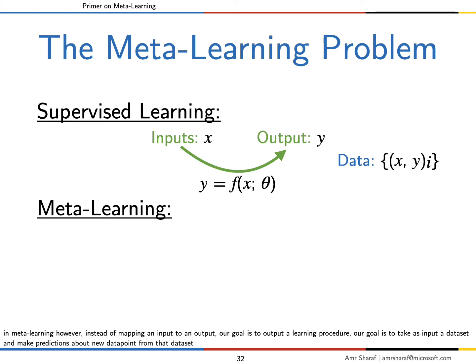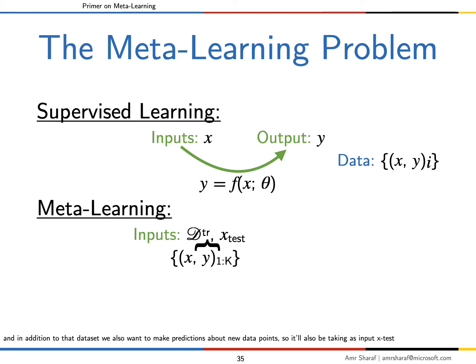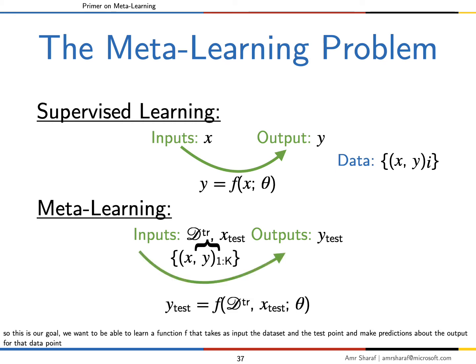In meta-learning, however, instead of mapping an input to an output, our goal is to output a learning procedure. So our goal is to take as input a data set and make predictions about new data points from that data set. So the procedure will take as input a training data set, and this data set has k input and output pairs for a k-shot learning problem. And in addition to that data set, we also want to make predictions about new data points. So it will also take a new input point x test. And we are interested in making predictions for the corresponding label to that point, and we call the corresponding label y test.